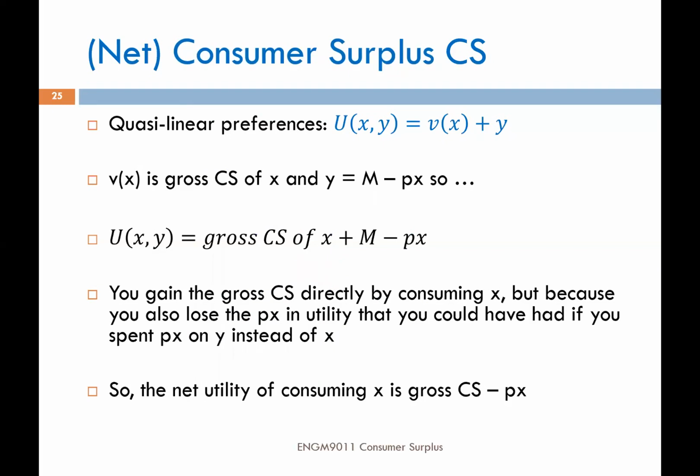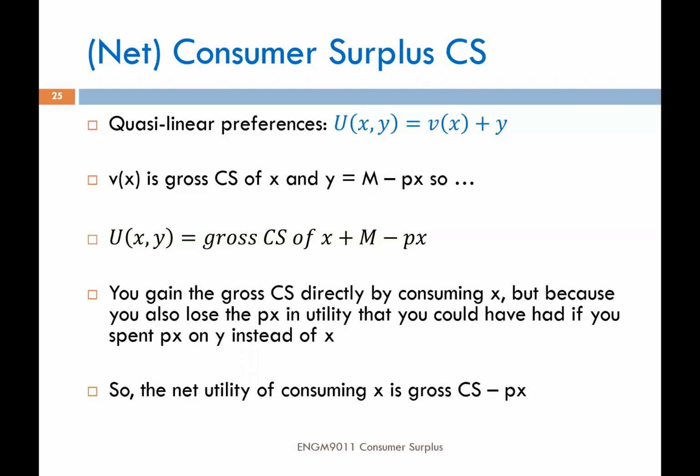So let me motivate what net consumer surplus is for you. Now, we'll go back to quasi-linear preferences here. The V of X we used in quasi-linear utility is the utility from consuming good X. That's our gross consumer surplus. That's the total utility you get from consuming X. And remember, expenditure on good Y, that's expenditure on all the other goods, is simply equal to the amount of income you have left over after you bought X units of good X. So it's M minus PX.